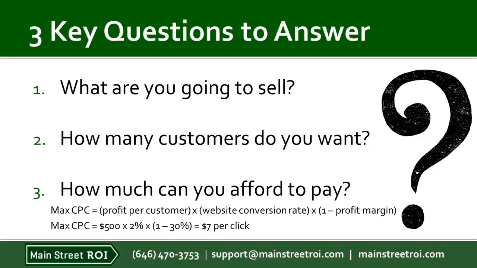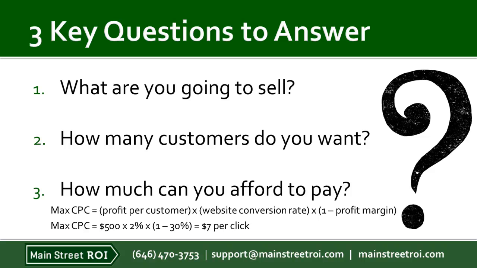So here's an example. I'm going to say that your profit per customer is $500, and let's say your conversion rate is 2%, and you want to achieve a 30% profit margin on your ad campaign. When you plug those numbers in and multiply those up, you'll determine that your maximum cost per click is $7 per click. That means that you can bid and pay $7 per click in Google AdWords to drive traffic to your website. And if your conversion rate holds true at 2% and you maintain a $500 profit per customer, then you will achieve your 30% profit margin on your ad campaign.